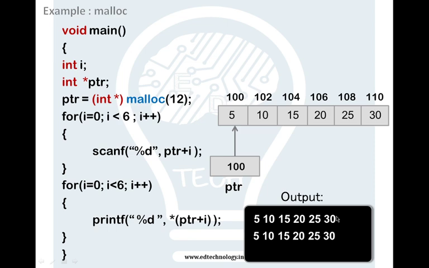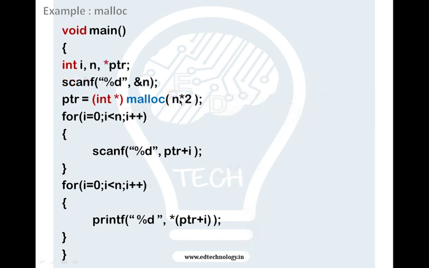So this is the basic program for the malloc. I hope this is clear for you guys, so that we can understand that here we are incrementing I by 1 and malloc is 12, so it is 6 locations. Alright. There is another example which I have.